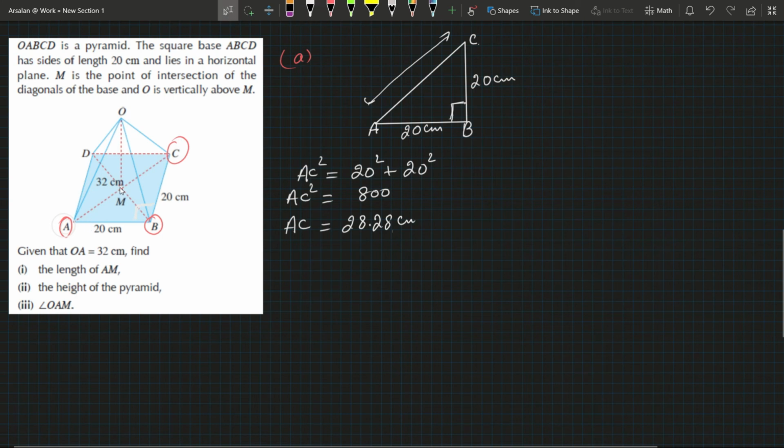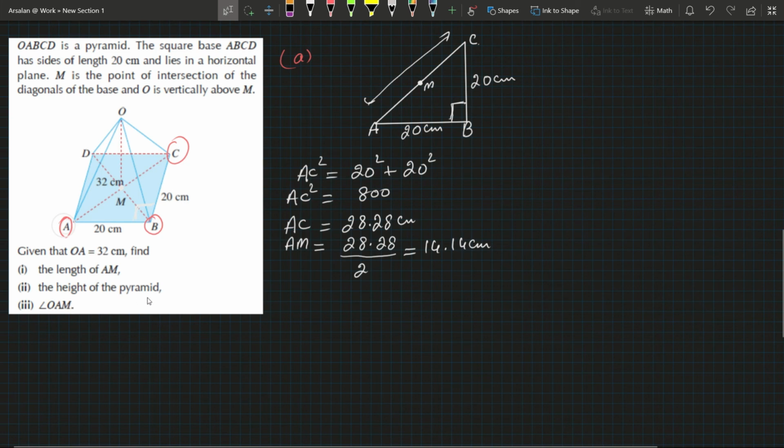M is the midpoint, right? Suppose I'm drawing the midpoint M here. So what I have to do to find AM, I just have to make this 28.28 half to get my final answer. AM is equal to the length of AC divided by 2, so it will be 14.14 centimeter, right? So that's how we'll be solving the first part.